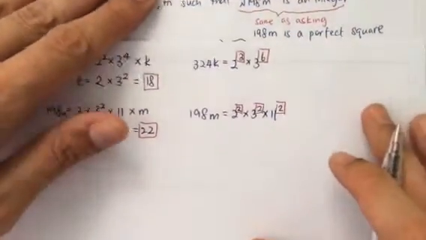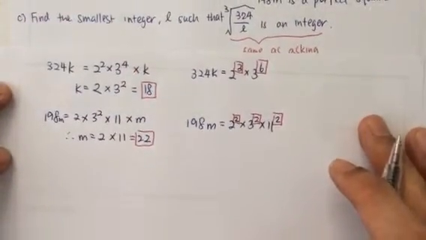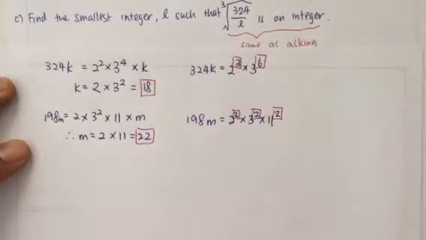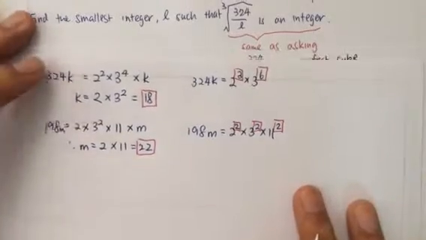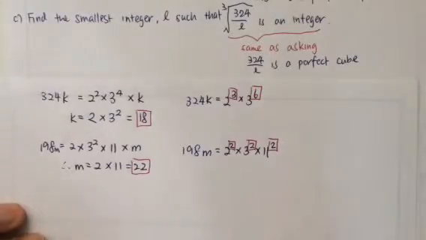Okay, let's look at the next question. The next question is asking how do you find the smallest integer L such that the cube root of 324 divided by L is an integer? This is the same as asking for 324 over L to be a perfect cube.